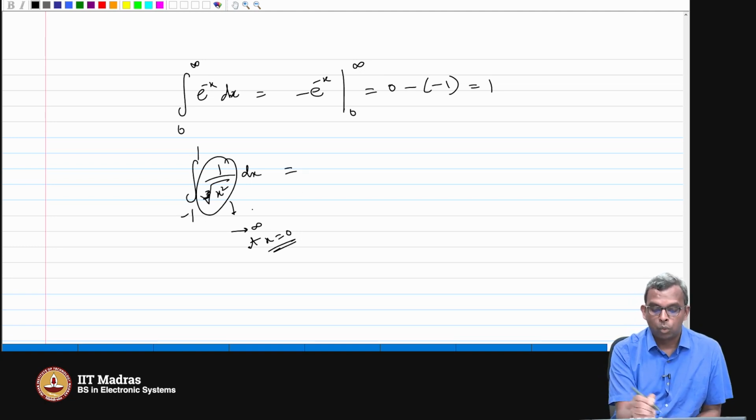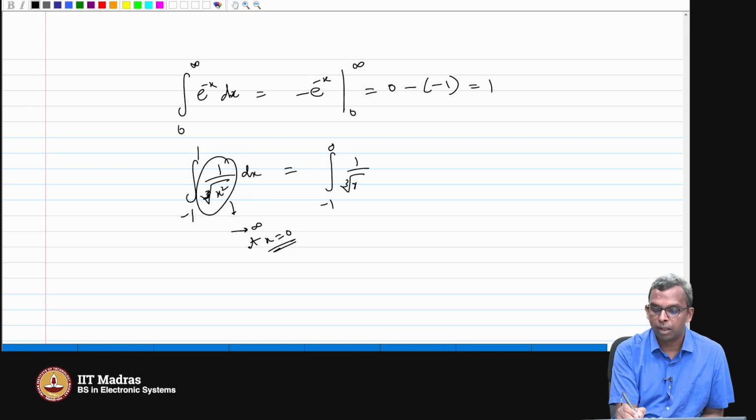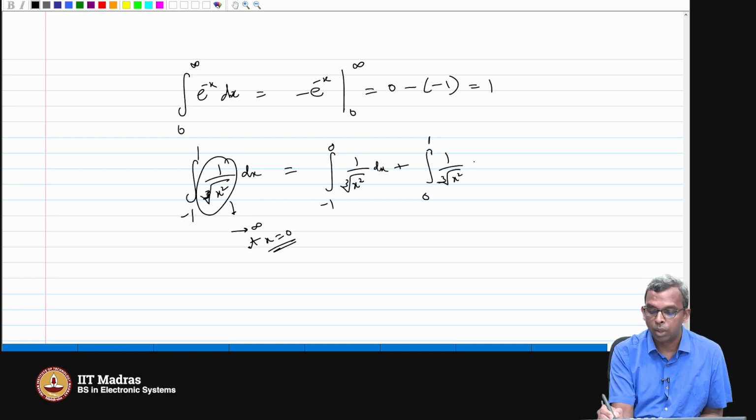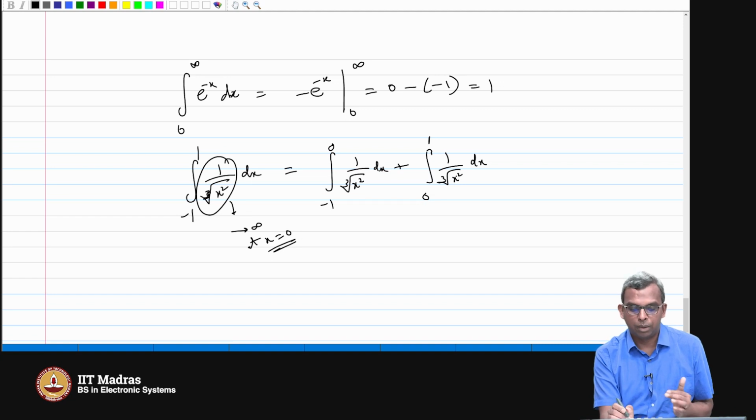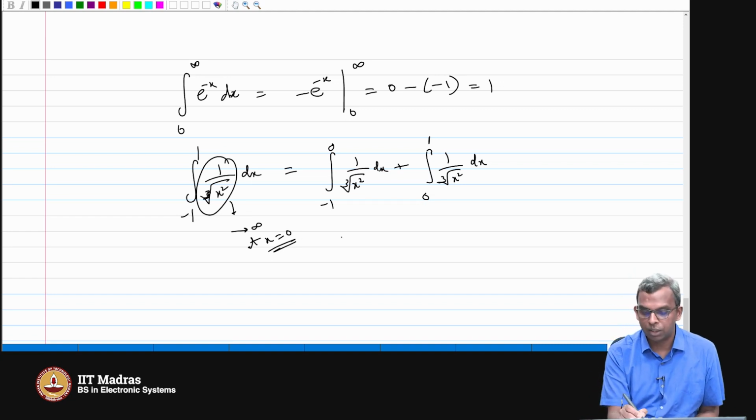So for that, there are two things you have to do very carefully. You split the integral into 2, going around the point where it blows up. And then each of these things has to converge. Both integrals have to converge, and only then can you say that the improper integral will work out.